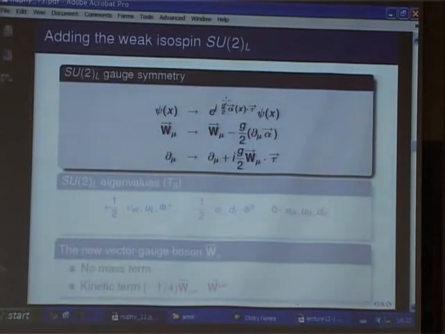W1, W2, W3. That's what is made by this transformation. So your del mu should change by W mu dot tau, which is W mu1 times tau 1 plus W mu2 times tau 2 plus W mu3 times tau 3. You need even more terms, but this is a compact way of writing it.